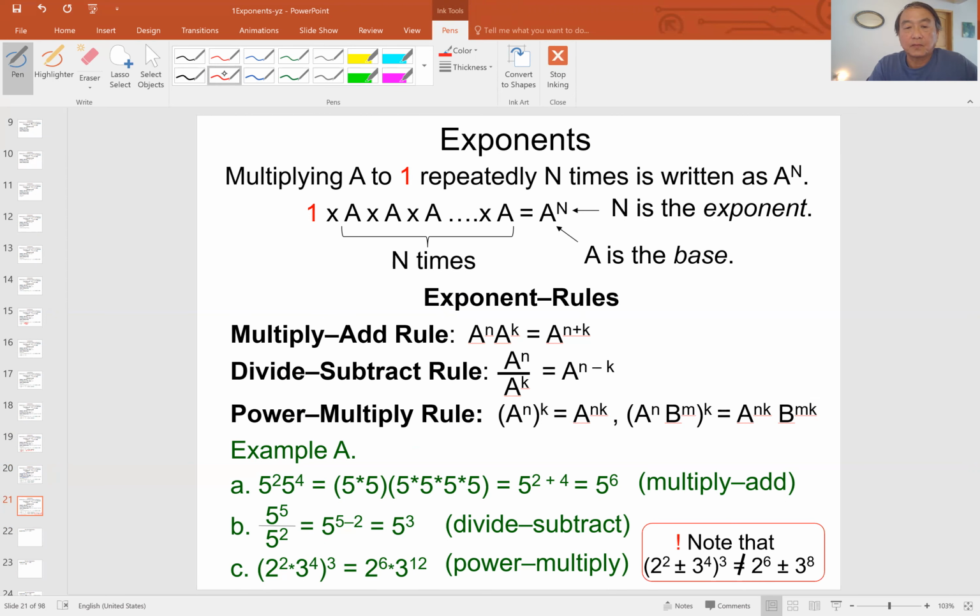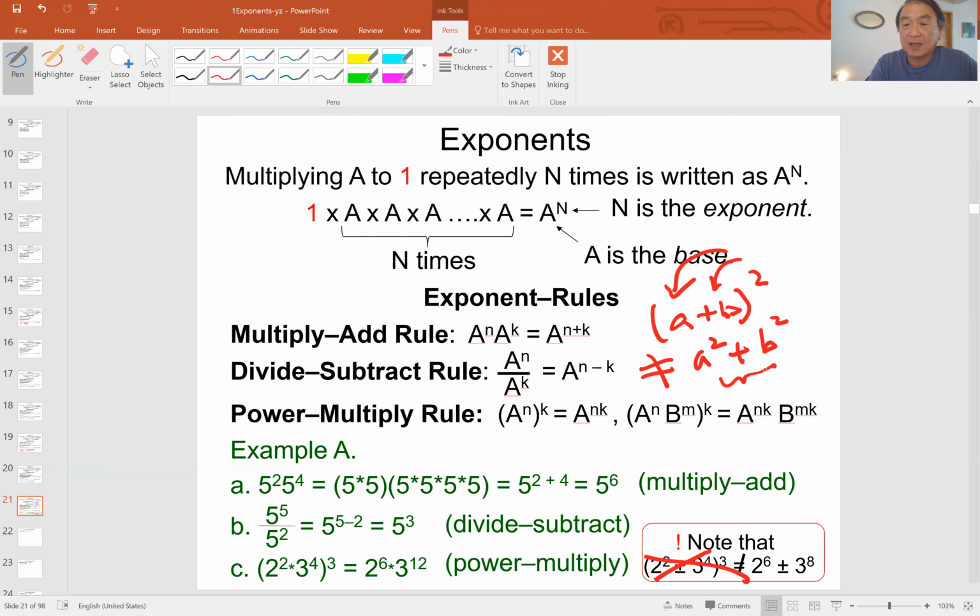In particular, a plus b squared is not going to be just a squared plus b squared. Okay, a common mistake. That's because there's something else attached. There's a middle term, 2ab, when I square this. Okay, so remember that.